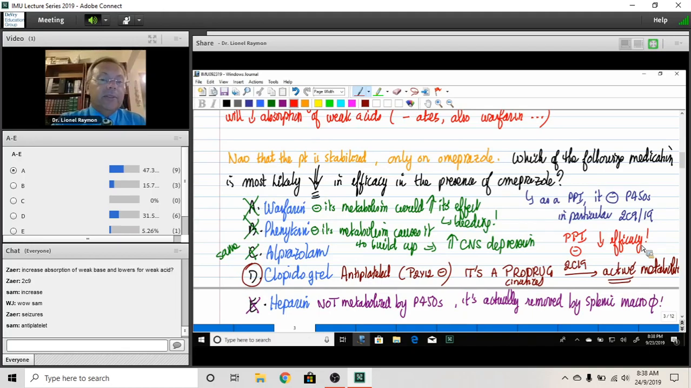Now, thank goodness, there are better choices than clopidogrel, but with clopidogrel, one of the issues was that if people are taking anti-ulcer medications, well, unfortunately, as a prodrug, it may fail to get activated. Anyone know one that is not a prodrug?